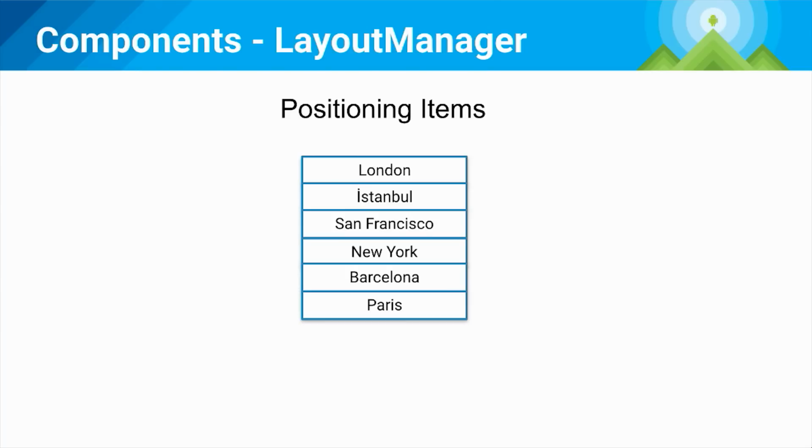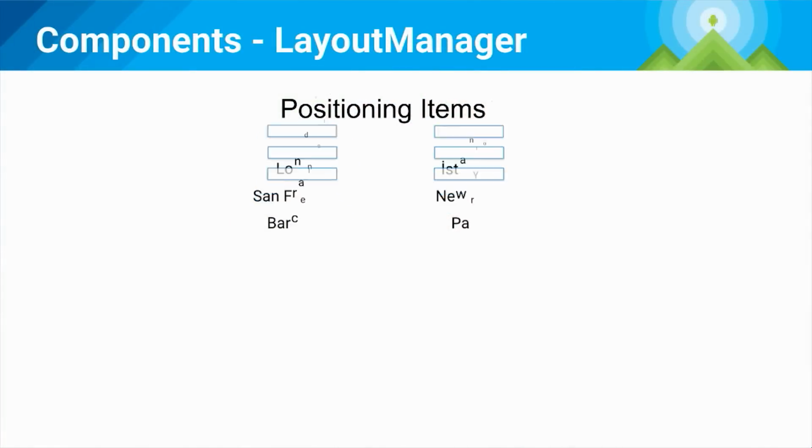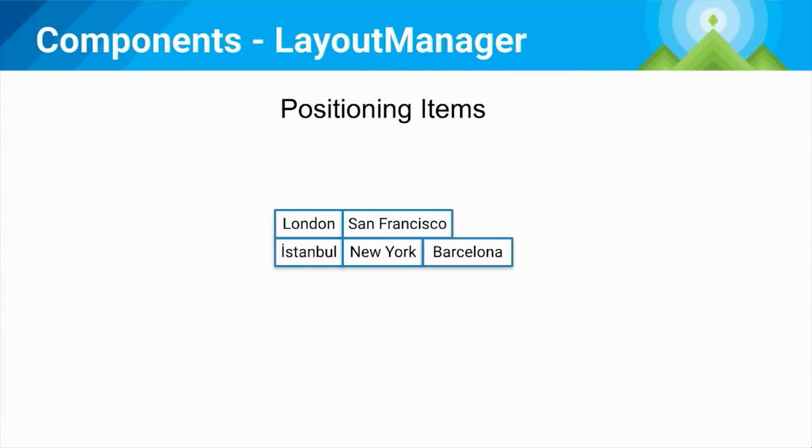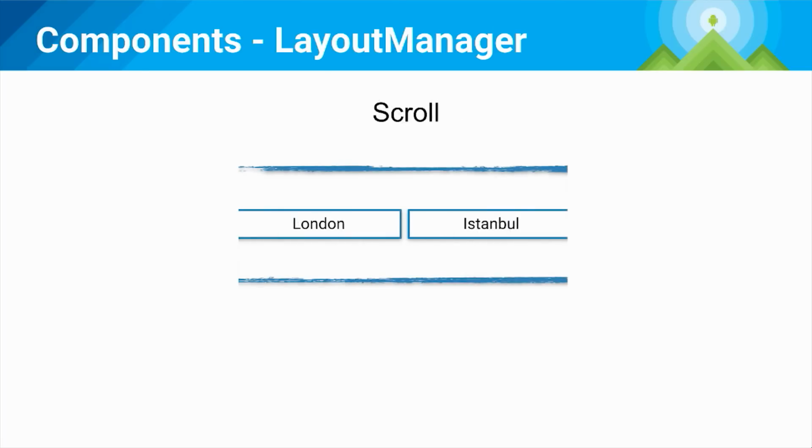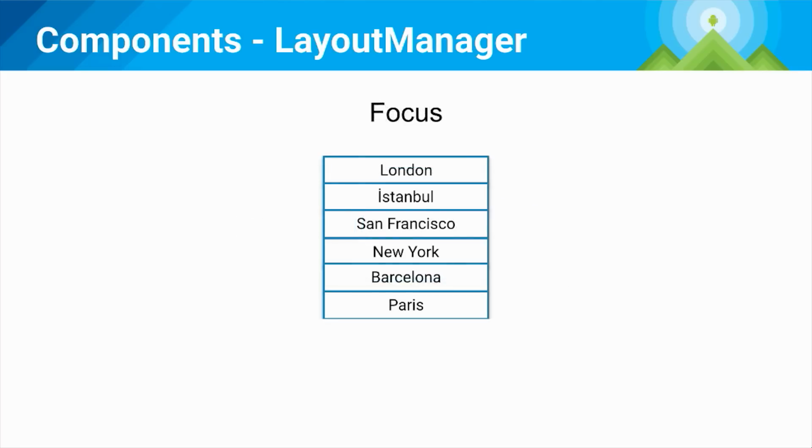Layout manager is simple. It's maybe the main component that positions your items. It can be a simple list, it can be a grid, or it can be a segregated grid of items. It depends on the layout manager. RecyclerView does not know about it or doesn't care about it. Scrolling is layout manager's responsibility again.